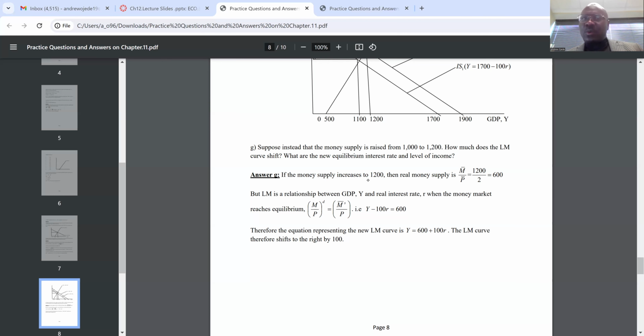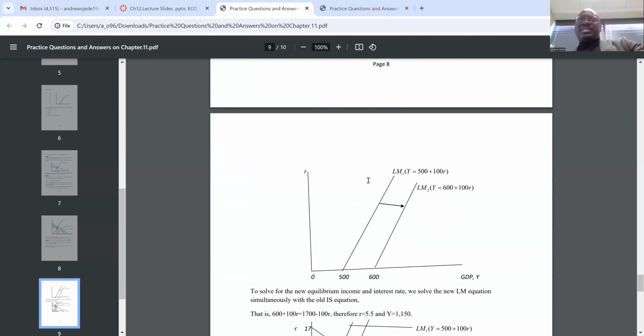So 100 minus Y minus 100R equals M over P, which is 600. So your new LM equation is going to be Y equals 600 plus 100R. You can see clearly the original LM curve was Y equals 500 plus 100R. So it's the intercept of the LM curve that's jumped by what? By 100. Which is almost the size of the monetary expansion, but not quite. It just increased by 100.